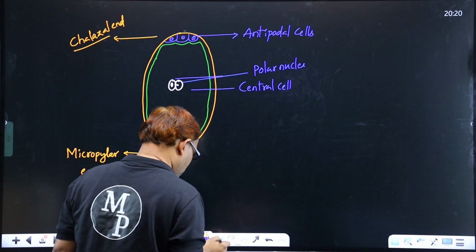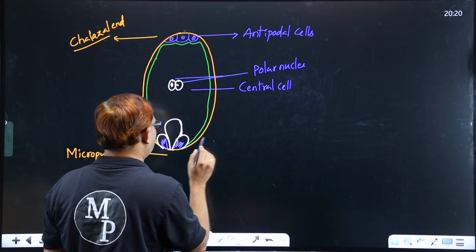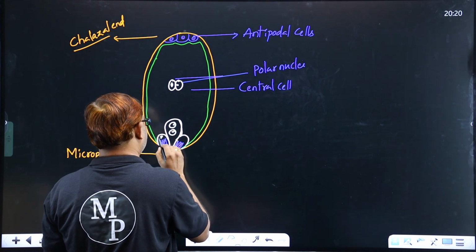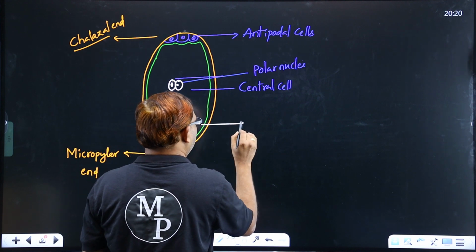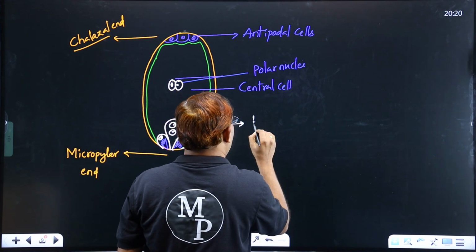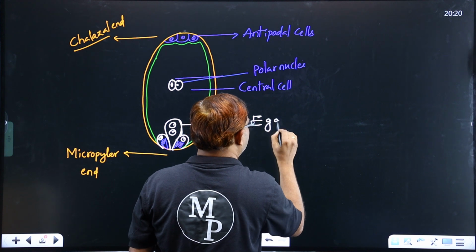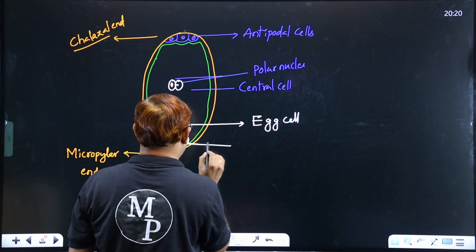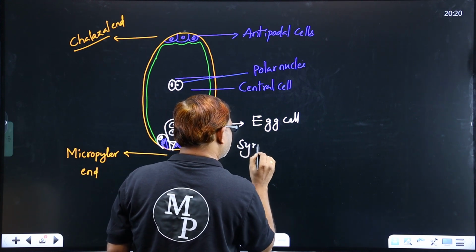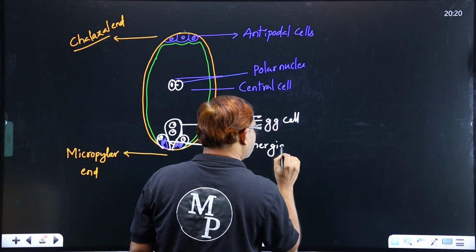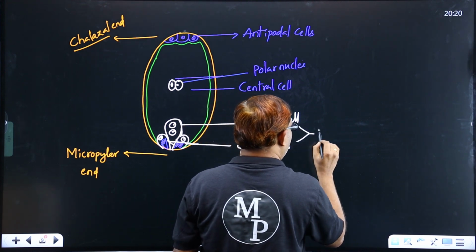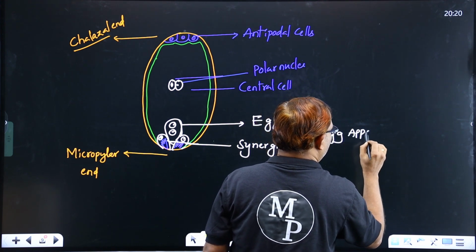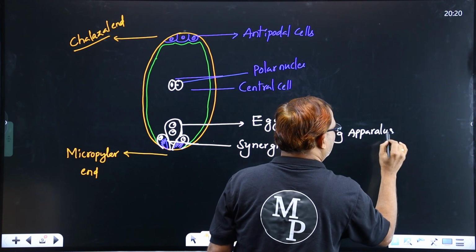Okay, now coming to the next. The central big cell here is called what? Egg cell. Now what are these two? Synergids. Okay? Synergids. Now these two parts together are called what? Egg apparatus. Egg apparatus.